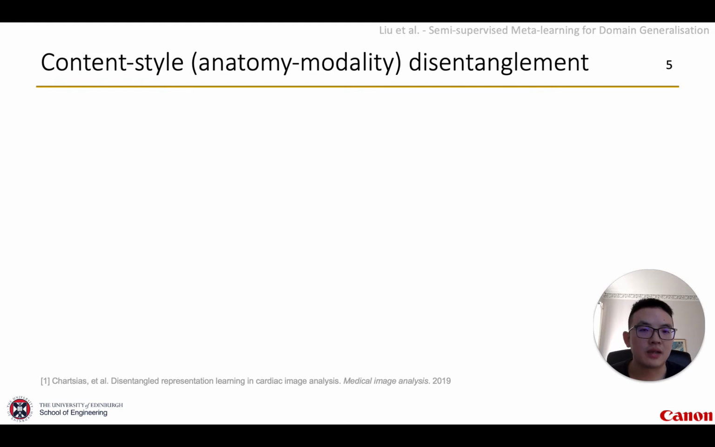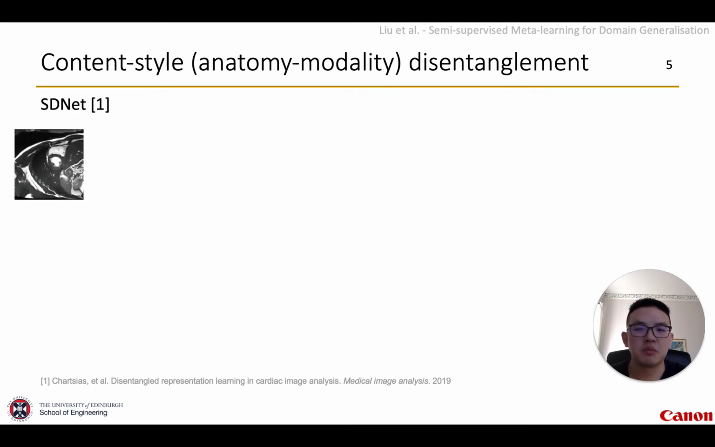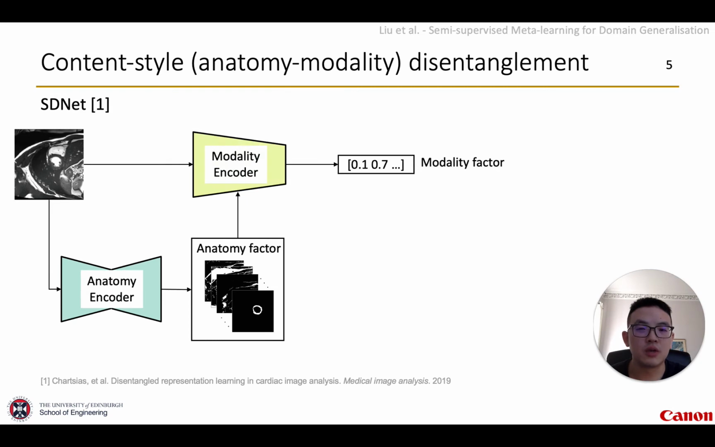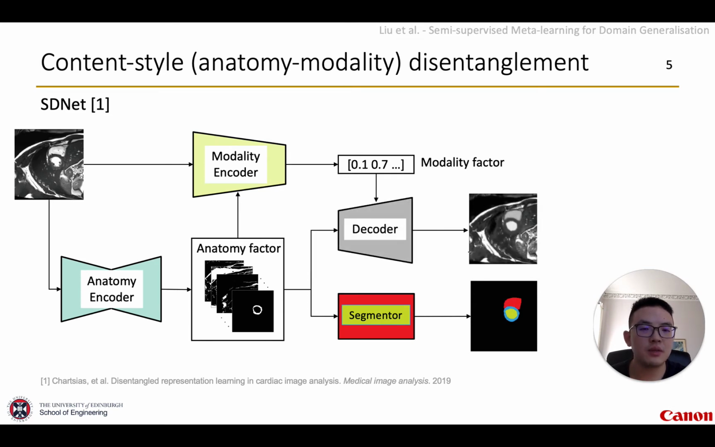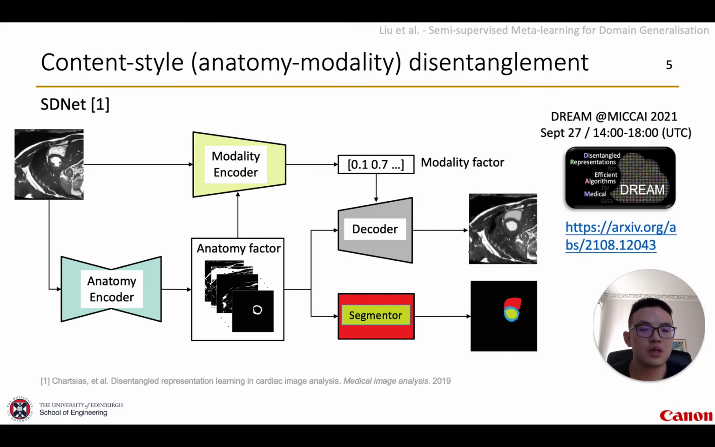Previously, we tried to use content-style disentanglement, which is based on SDNet, to approach this problem. In SDNet, we have an image, and there are two encoders to encode the anatomy factor and modality factors. Using the anatomy factor, we can predict the segmentation mask. Combining the modality factor and anatomy factor, we can reconstruct the original image. In the decoding path, it's unsupervised, so we can train this model in a semi-supervised manner. We actually had a tutorial at MICCAI 2021, so feel free to check it for more about disentanglement.